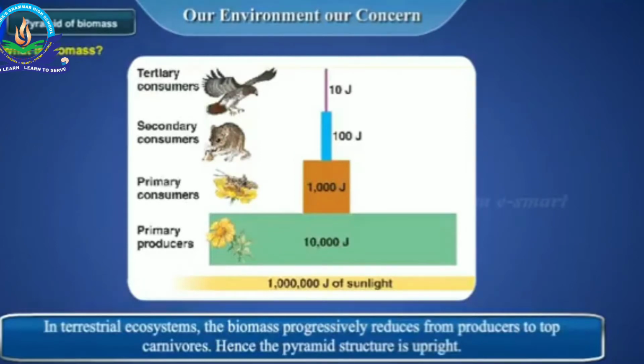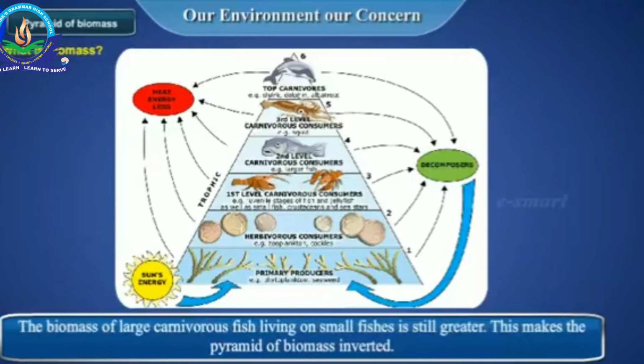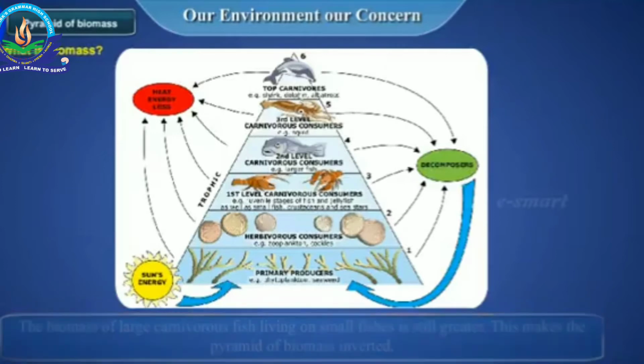reduces from producers to top carnivores. Hence, the pyramid structure is upright. In an aquatic ecosystem, the biomass of phytoplankton is quite negligible as compared to that of crustaceans and small herbivorous fish that feed on these producers. The biomass of large carnivorous fish living on small fishes is still greater. This makes the pyramid of biomass inverted.